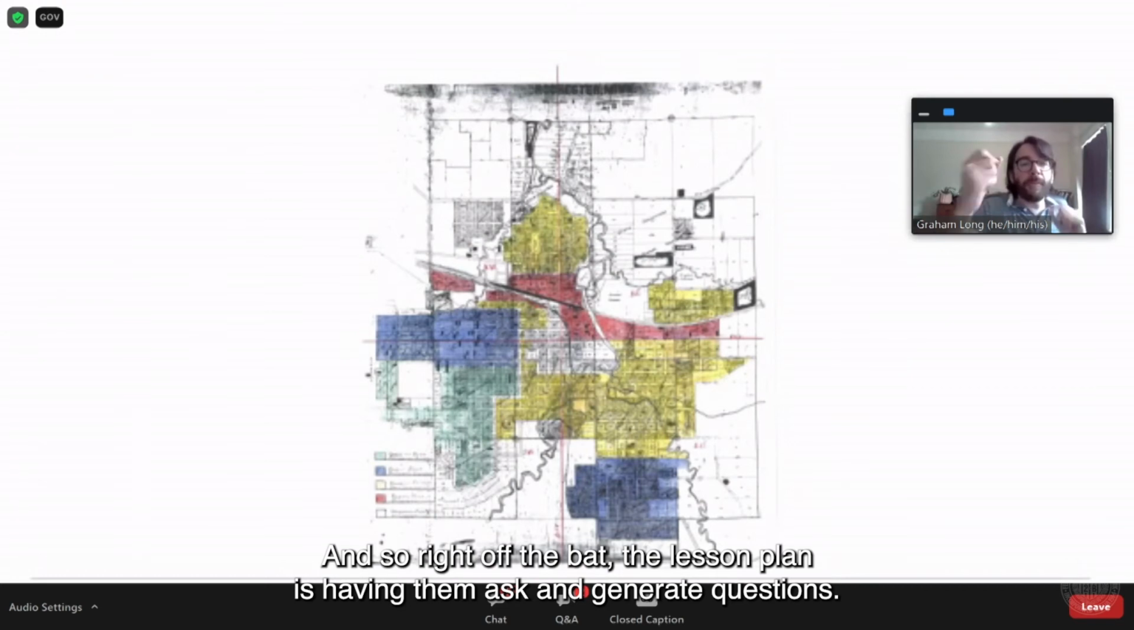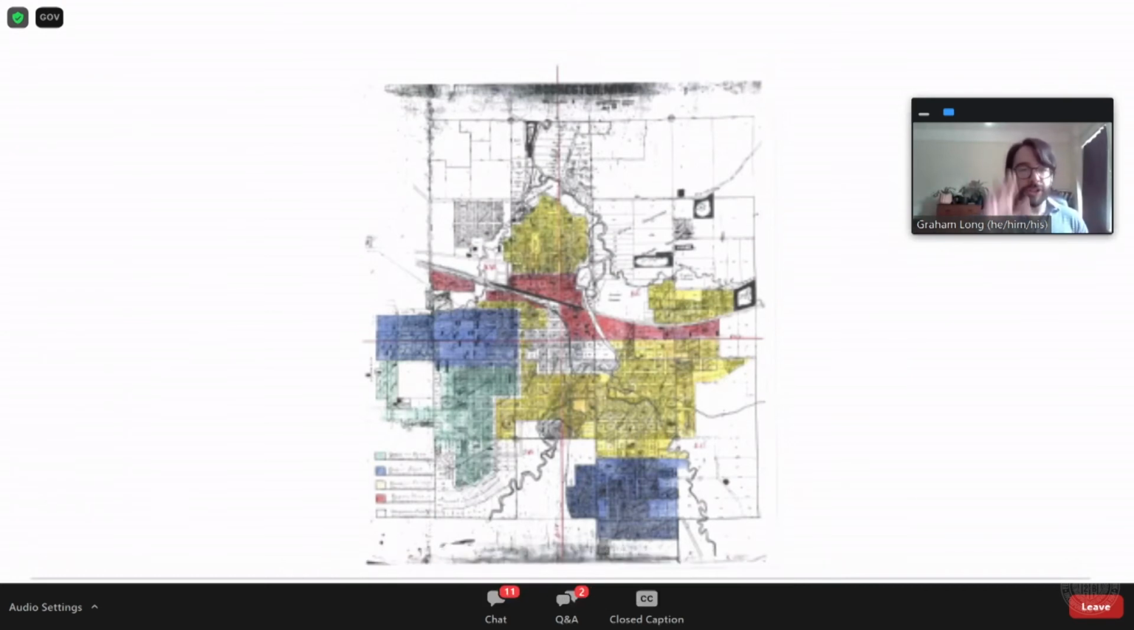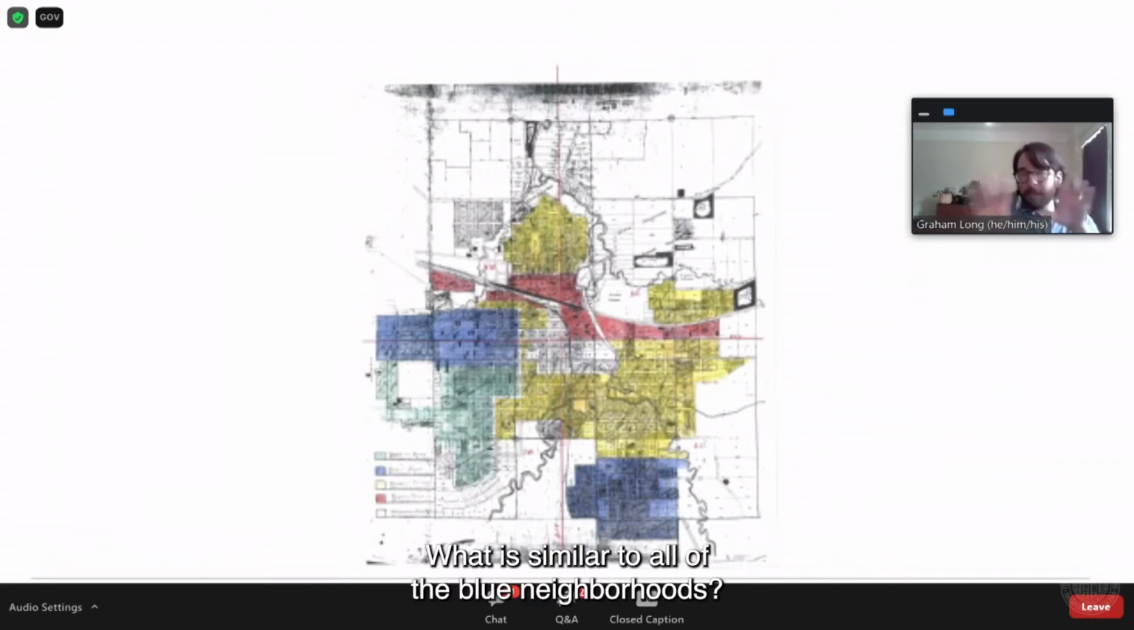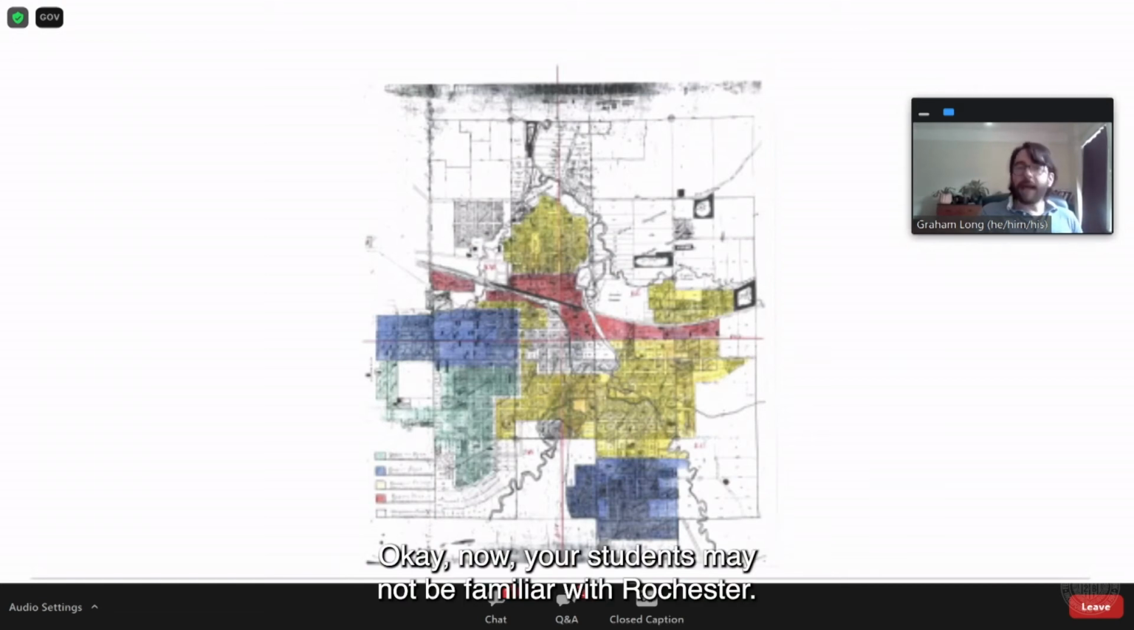And so right off the bat, the lesson plan is having them ask and generate questions. Why is this neighborhood red? What is similar to all of the blue neighborhoods? Okay. Now, your students may not be familiar with Rochester.